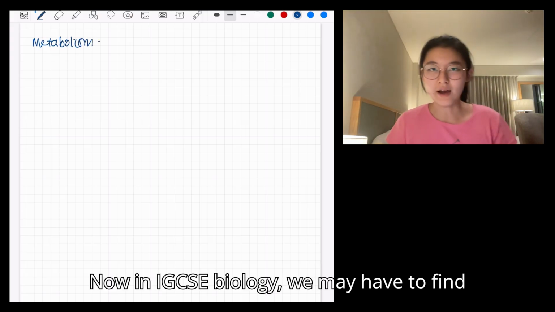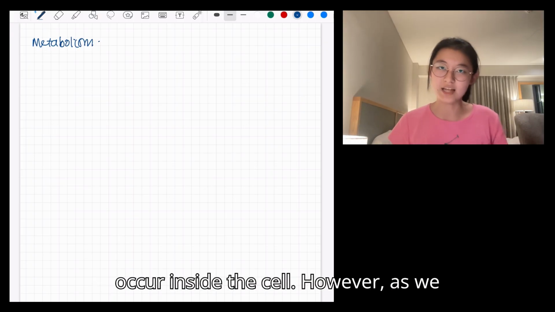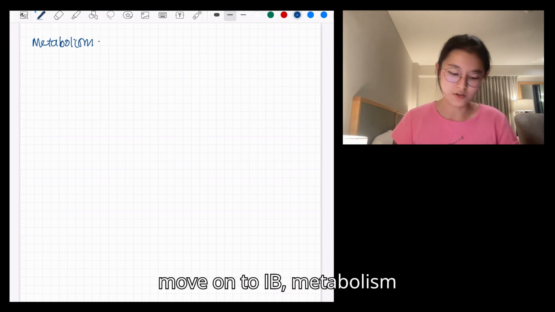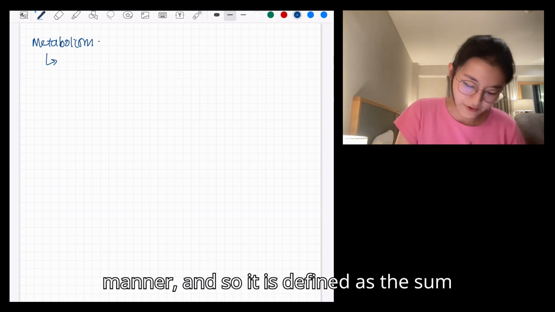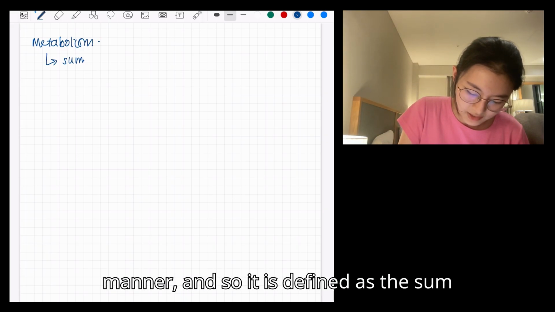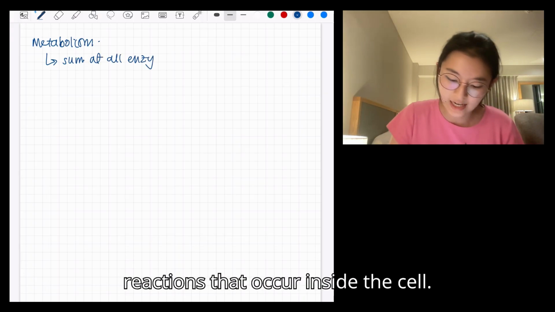Now in IGCSE biology, we may have defined metabolic reactions as any reactions that occur inside the cell. However, as we move on to IB, metabolism redefines itself in a more specific manner, and so it is defined as the sum of all enzyme-catalyzed chemical reactions that occur inside the cell.